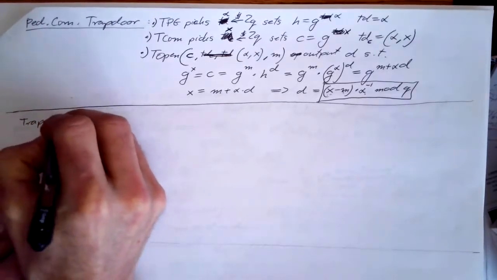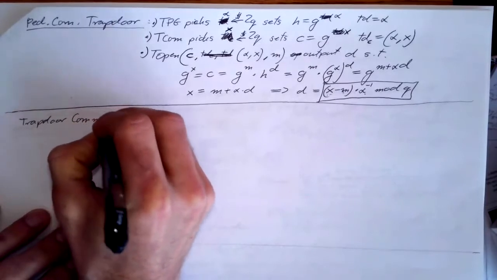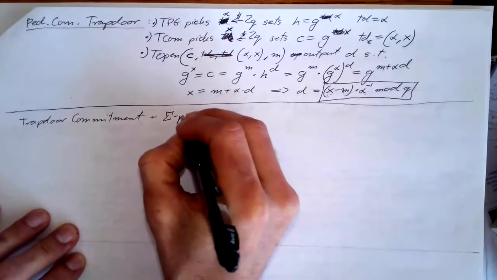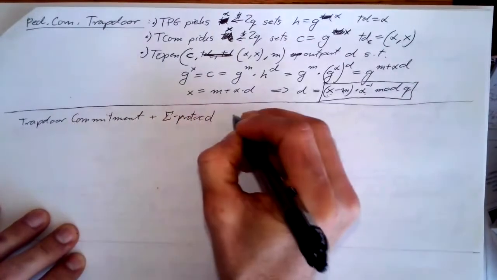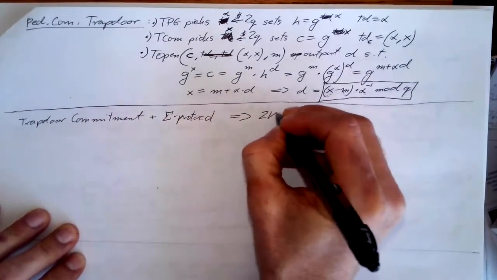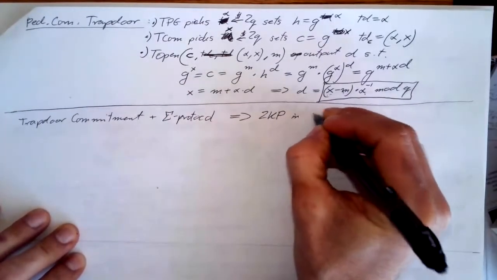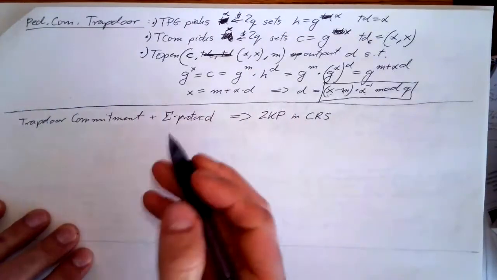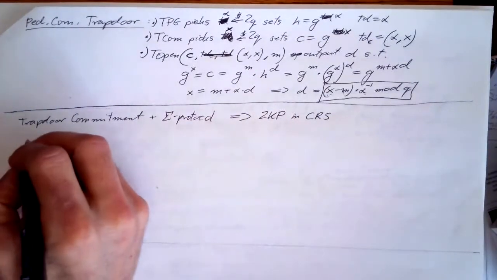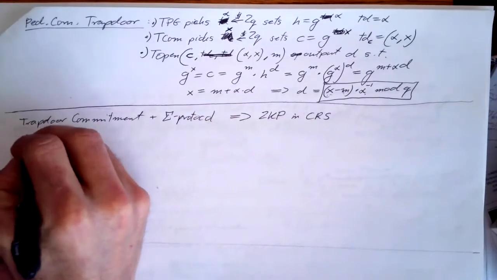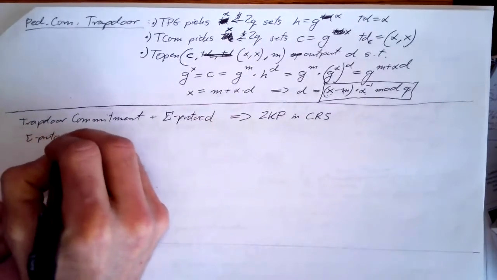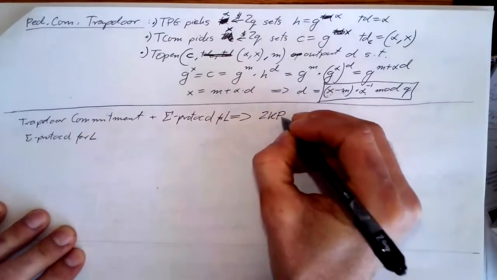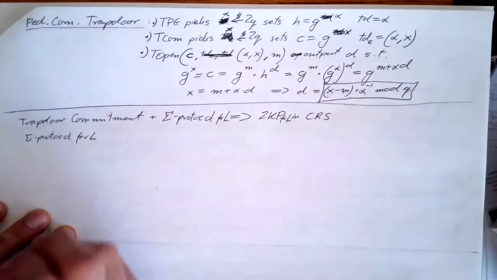So a trapdoor commitment and a sigma protocol give us a zero knowledge proof in the CRS for the same language. Okay. So let's say a sigma protocol for L.